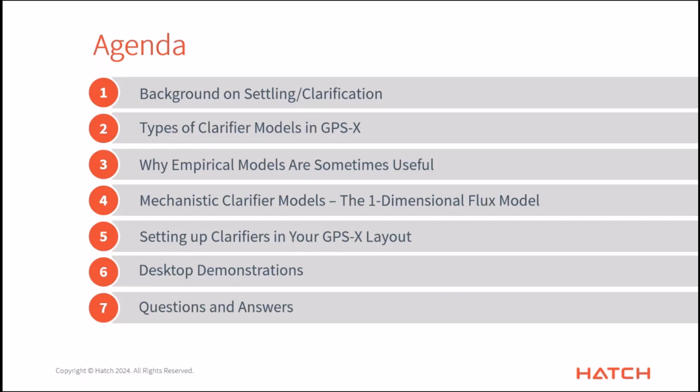And as always, when I'm talking about individual unit process models in GPS-X, I want to be able to show you the most important things that you need to know to set that up and get it running in your layout and calibrate it. So we'll talk about the underlying settling curves and other things that are there as part of the model. And then I'm going to try to, as much as possible, show you typical ways to display the results in a meaningful and useful way. So I have 3 desktop demonstrations to show you as part of that.